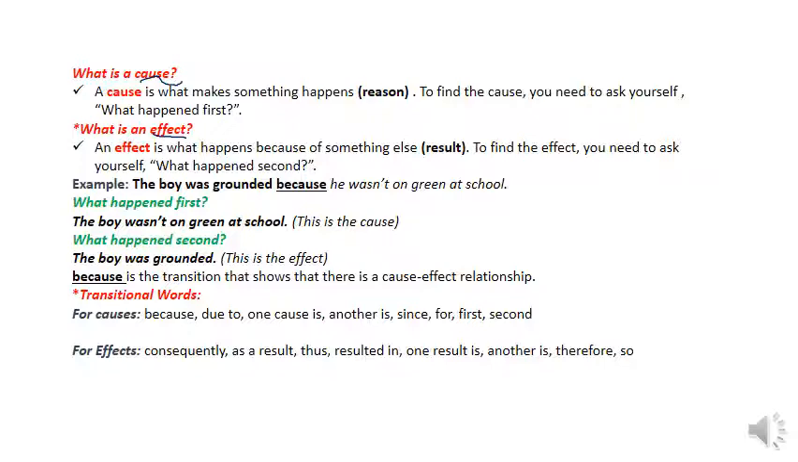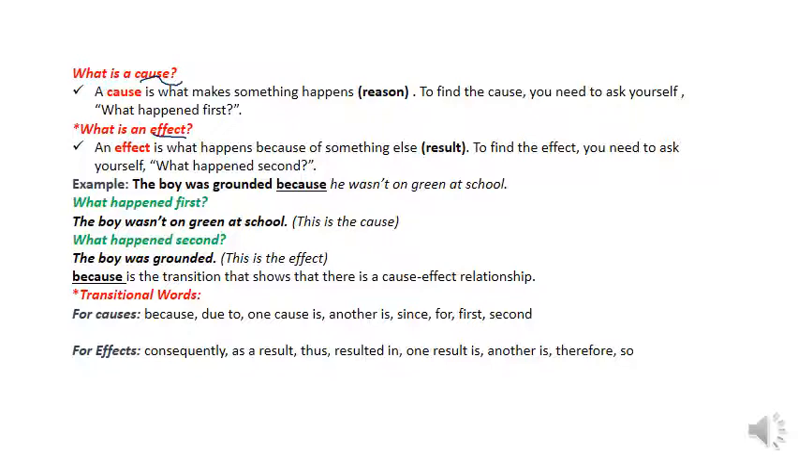Let's look at the example that we have here. The boy was grounded because he wasn't on green at school. So we are going to ask ourselves first, what happened first? What happened first is that the boy wasn't on green at school. So this is the cause. This cause led to something, which is the boy was grounded.